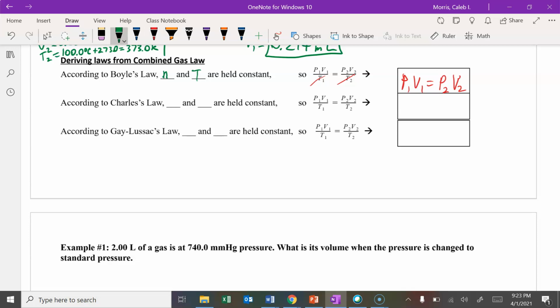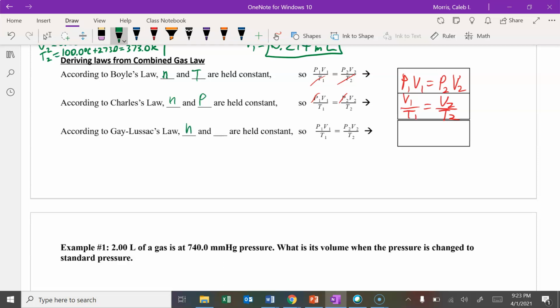Now according to Charles's law, the number of moles and the pressure are held constant. Charles's law is volume and temperature. Those are the only two things that are changing. So you can see that it's V1 divided by T1 equals V2 over T2.